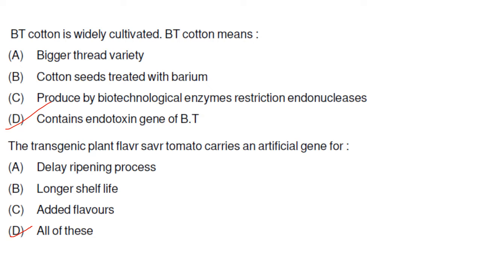Then next one. Transgenic plant Flavr Savr tomato carries an artificial gene for delayed ripening process, yes. Longer shelf life, yes. Added flavors, yes. All of these. So Flavr Savr tomato is a genetically modified tomato and it was developed by antisense RNA technology. And it was modified to regulate the expression of the enzyme polygalacturonase.